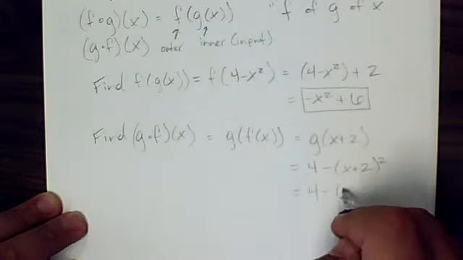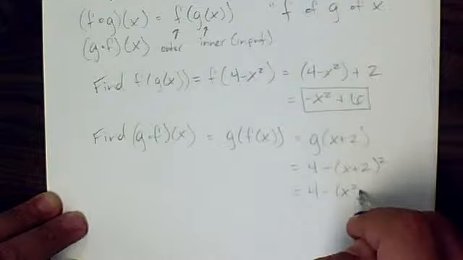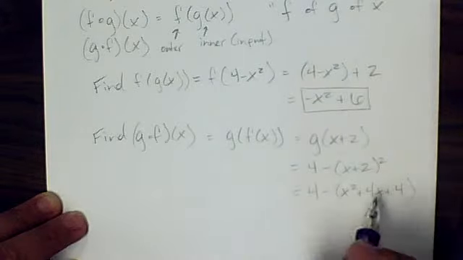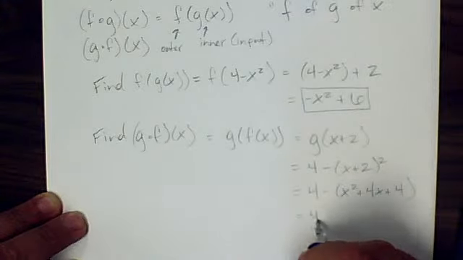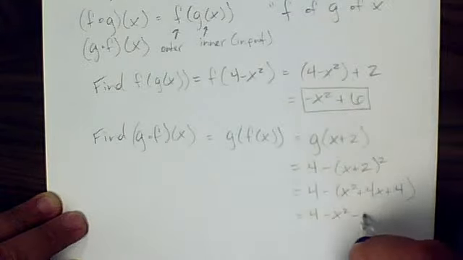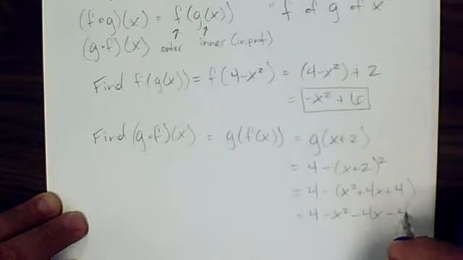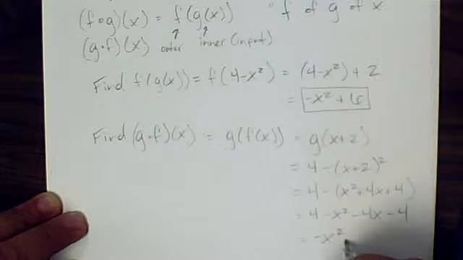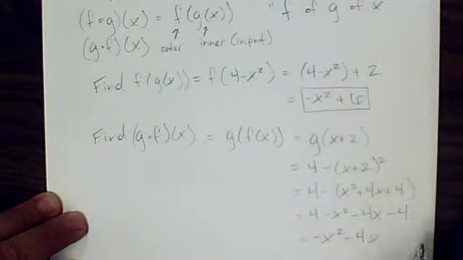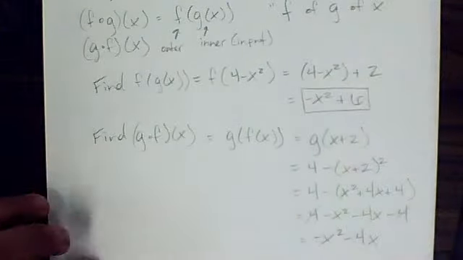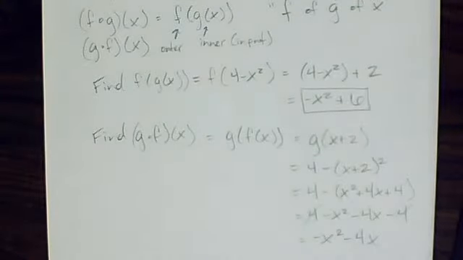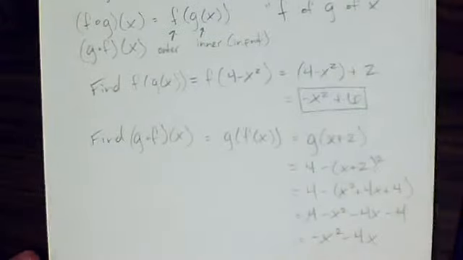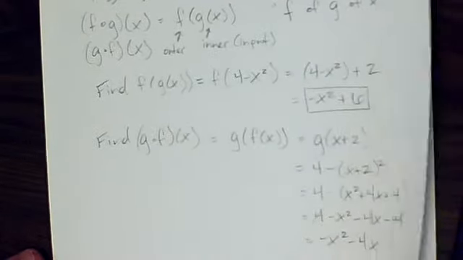PEMDAS says that we have to square the x plus 2 first, then distribute the negative, and then combine like terms. And then the 4's will cancel out. That's composition of functions. Next, I'm going to flip this over.